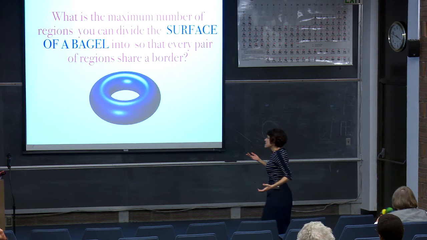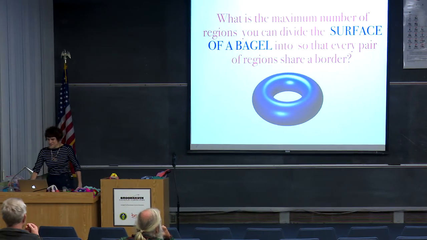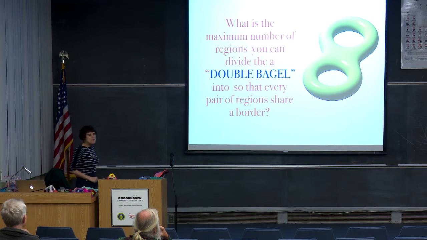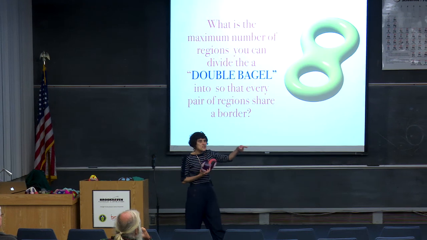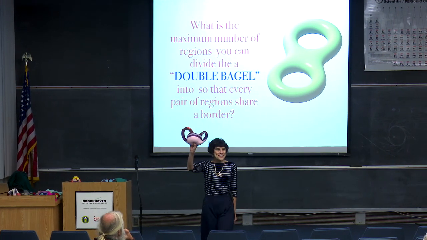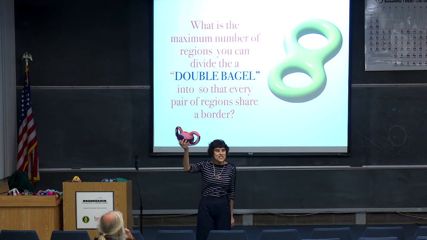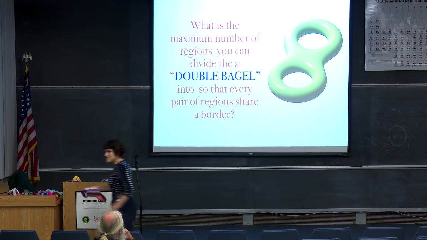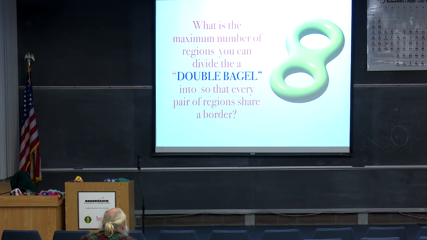Now what if I have a double bagel? What is the maximum number of regions? Well, that's hard to figure out. Here was 7. This is 8. I did it again. So every region touches the other 7 in an edge. So you can check it, but many people checked it before. Nobody found it was wrong.